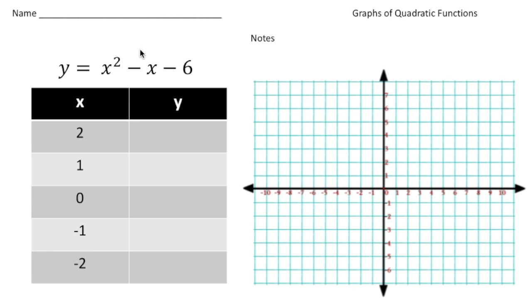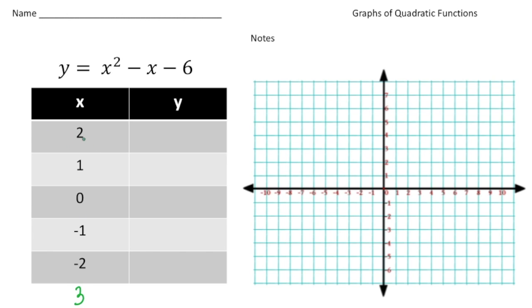We're going to graph the function y equals x squared minus x minus 6, and I've already made an input-output table, and I put in some x values. I'm going to add one more. I'm going to add the x value of 3. So if you do that for me, that'd be great.